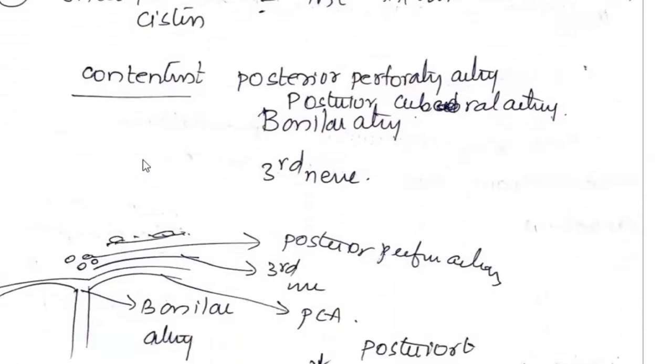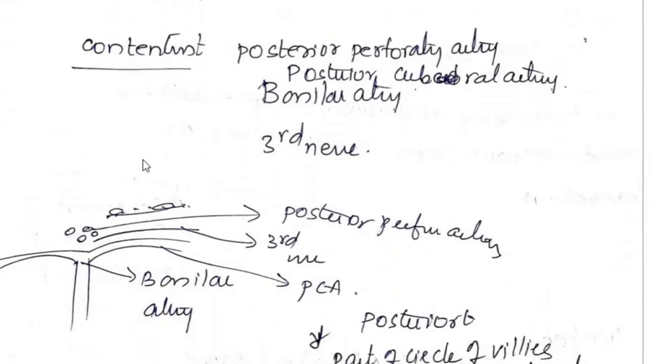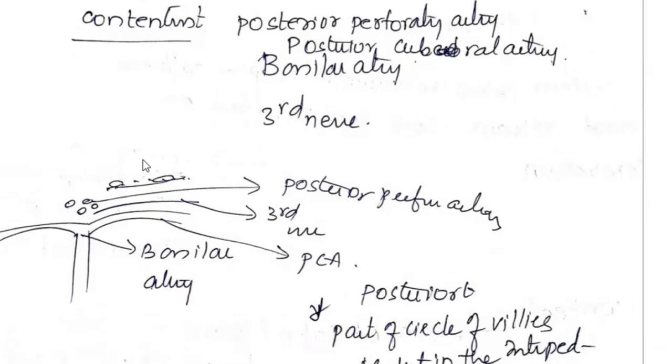Contents of the interpeduncular system: the posterior cerebral artery, that is the P1 part of PCA. The basilar artery arises in front of the pons and ends in front of the midbrain by terminating as two PCAs. So the basilar artery is one content, and the posterior cerebral artery P1 part is another content. This is a common MCQ.